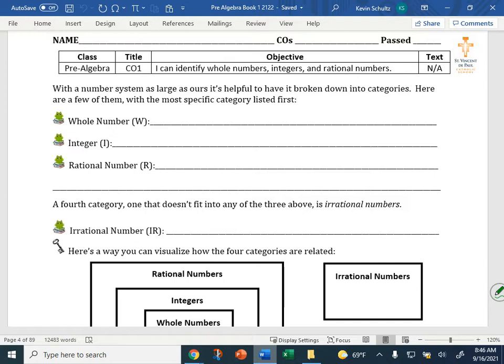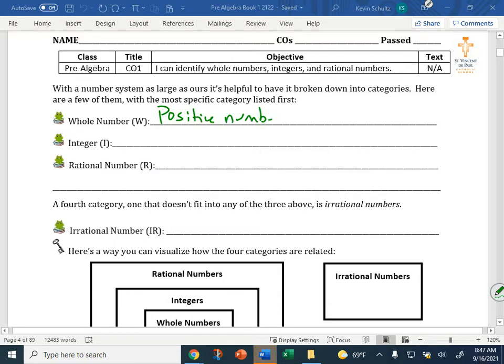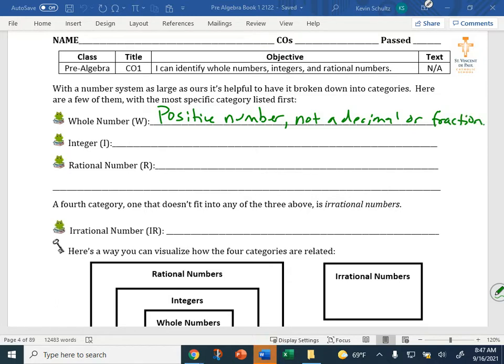So quickly, whole number, what is it? Positive number, not a decimal or fraction. Integer, Griffin. Positive or negative numbers. So the only difference between a whole number and an integer is that integers can also be negative. Okay, integers are also not a decimal or a fraction.